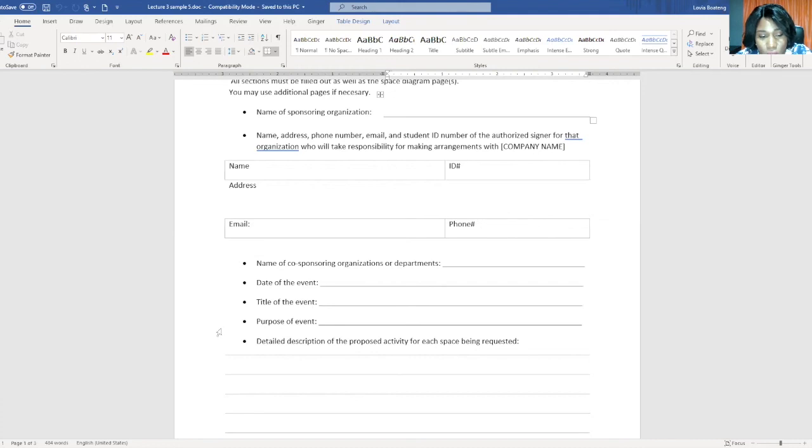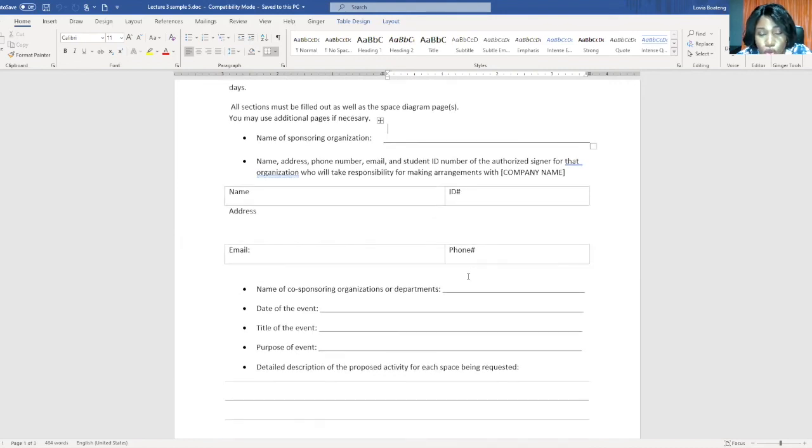Then we can talk about the name of the co-sponsoring organization or department. So perhaps the Department of Marketing and Entrepreneurship is partnering with MTN Ghana to put on an event. So the name of the sponsoring organization will be MTN. And then the name and ID of the student may be of the Marketing Student Association of Ghana, of the University of Ghana. So his details will come here. And then the name of the co-sponsoring organization or department perhaps will be the Department of Marketing and Entrepreneurship.